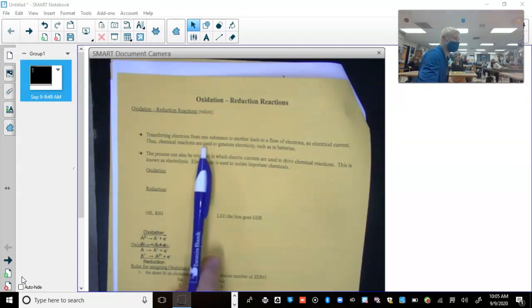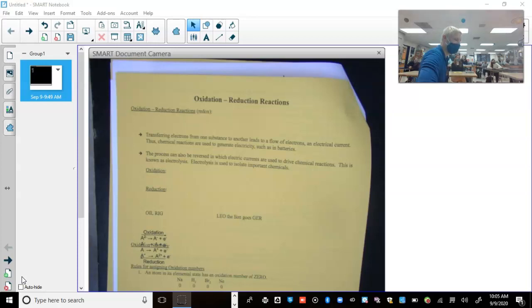We got transferring electrons from one substance to another leads to a flow of electrons, an electric current, thus chemical reactions are used to generate electricity, such as in batteries. So that's a voltaic cell. The second half of this unit is looking at batteries, the chemistry behind batteries.